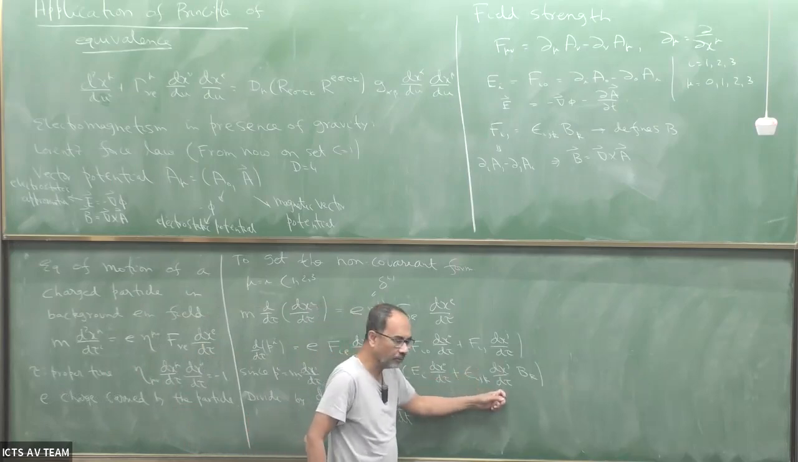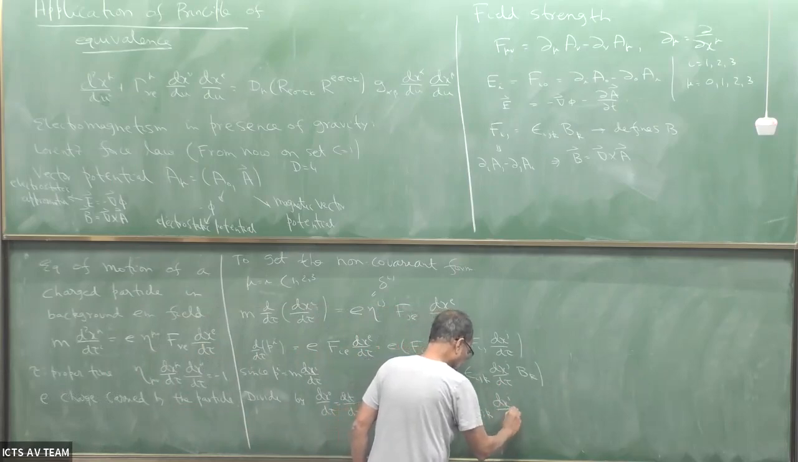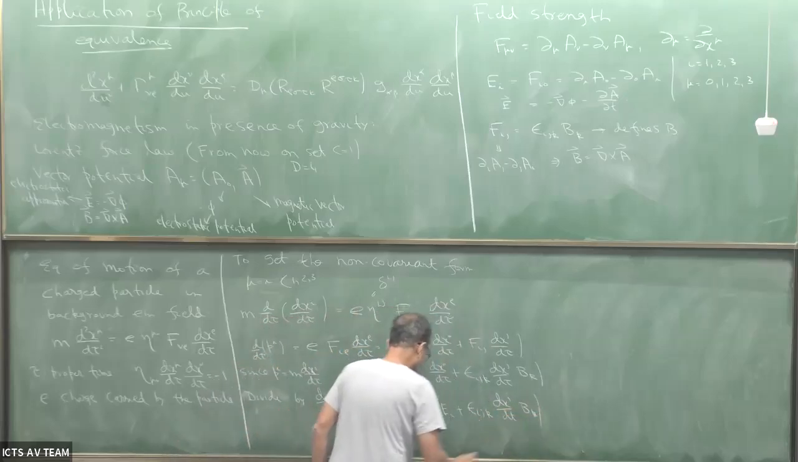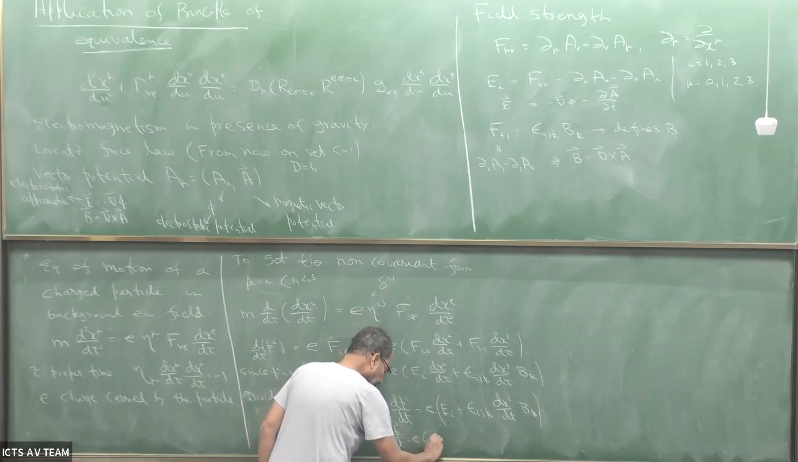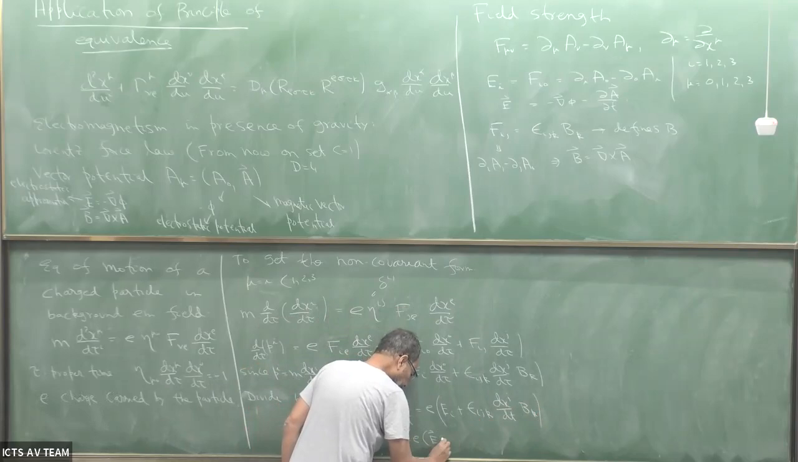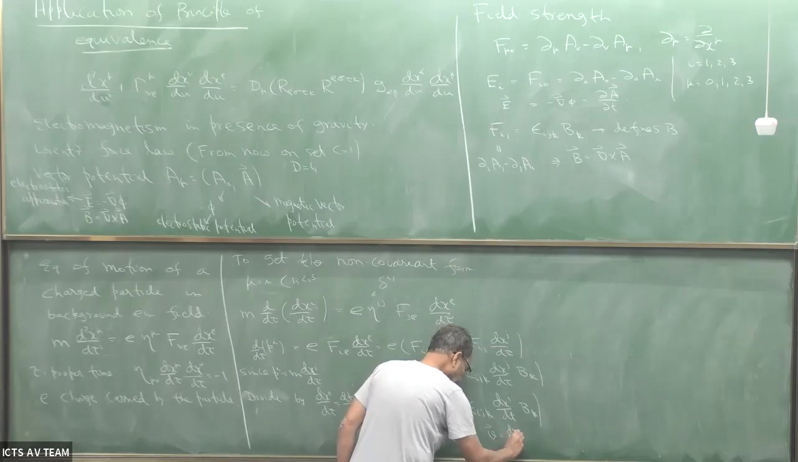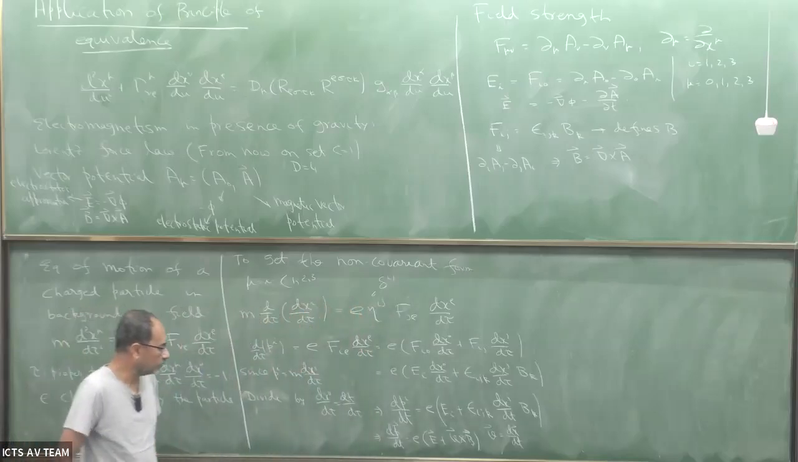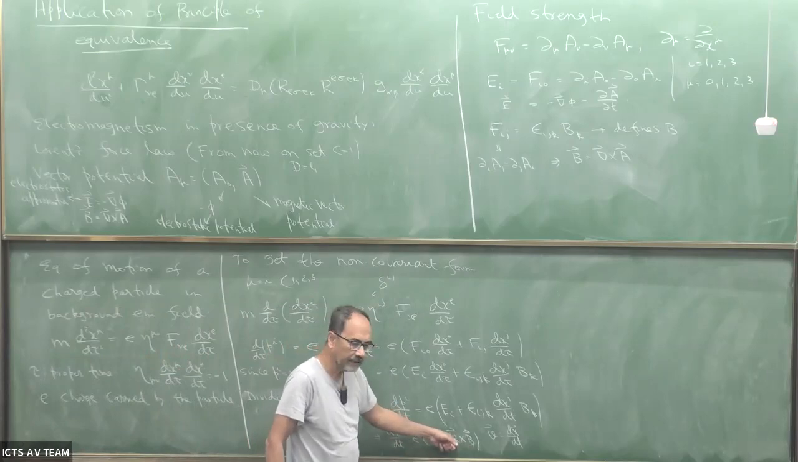And here dx^j/d tau divided by dt/d tau is just dx^j/dt. So that's epsilon ijk dx^j/dt times B^k. And this is the familiar form. The vector form of this is dp/dt equals e times E plus v cross B, where v is dx/dt. So this is the usual Lorentz force law. The force on a charged particle is the electrostatic force plus the magnetic force, v cross B.